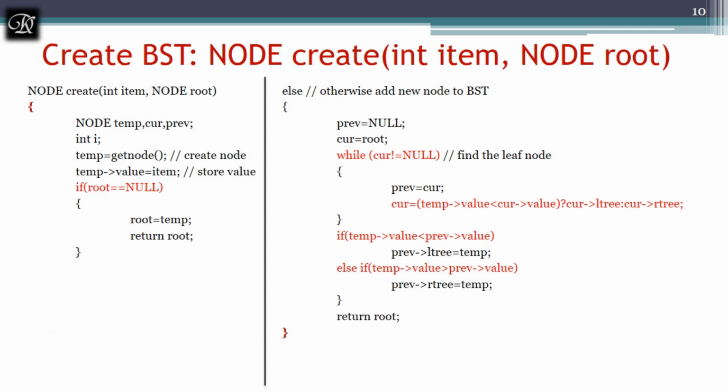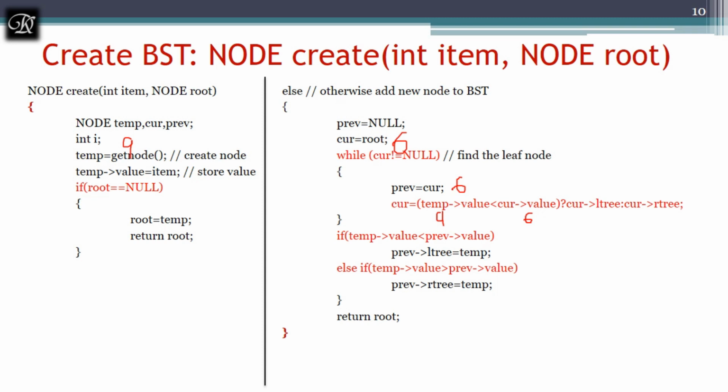I'll take up a pen. Now root is 6, current is also 6, current is not equal to null, yes, it is true. Now previous is 6. Now check current is equal to, I'm having a conditional operator over here, temp is having a value 9. I have got a temp over here with a value 9. Now check whether 9, that is temp value, is smaller than the current value.